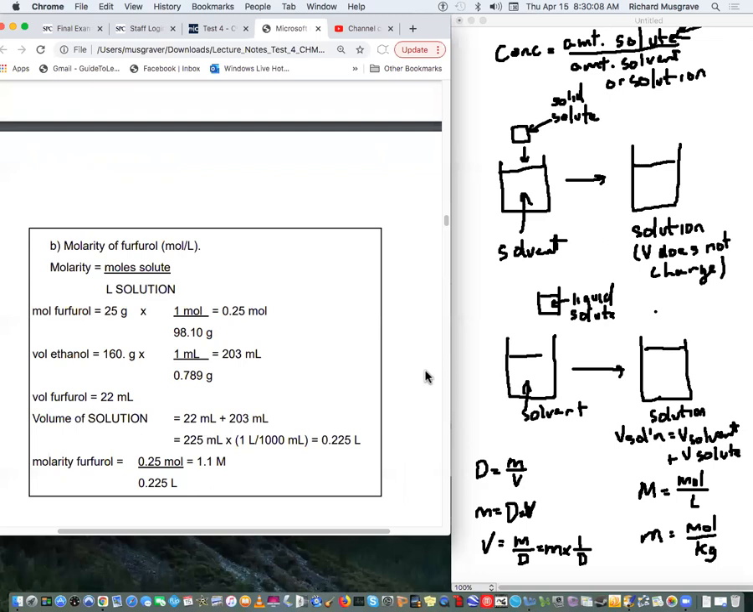Molarity involving a liquid solute, how do you feel about it? 5, 4, 3, 2, 1.